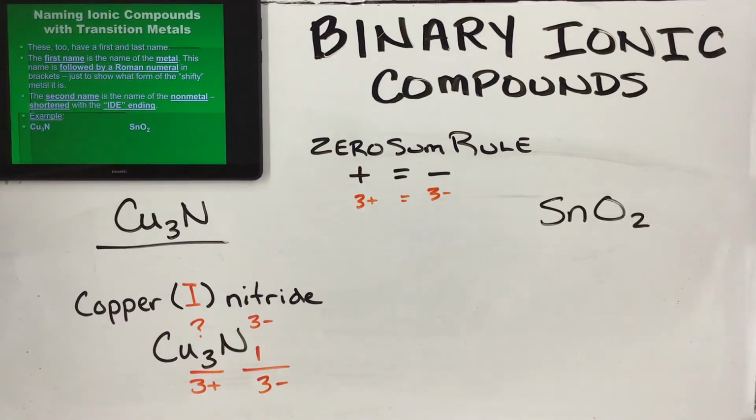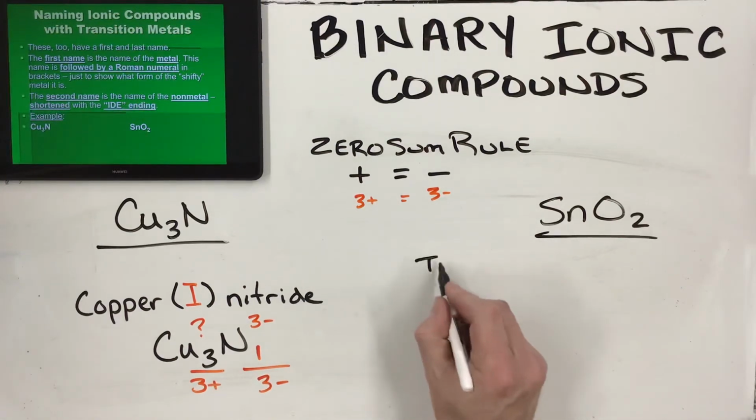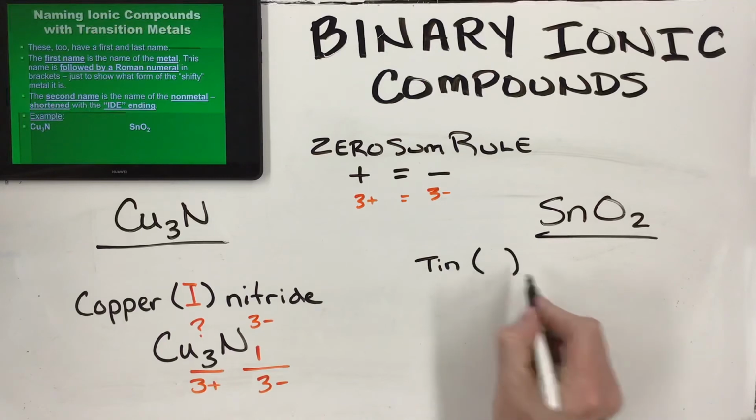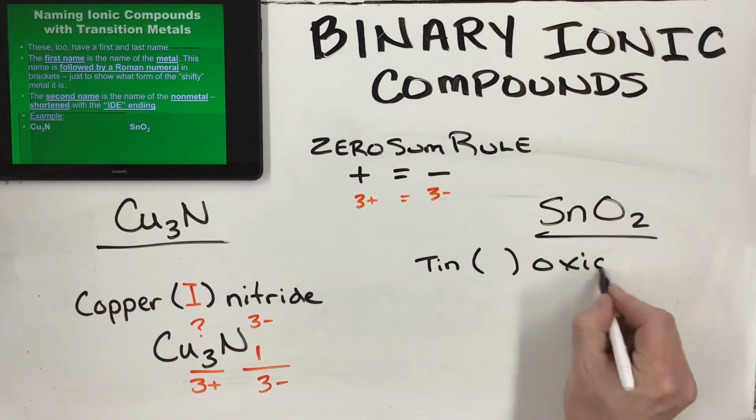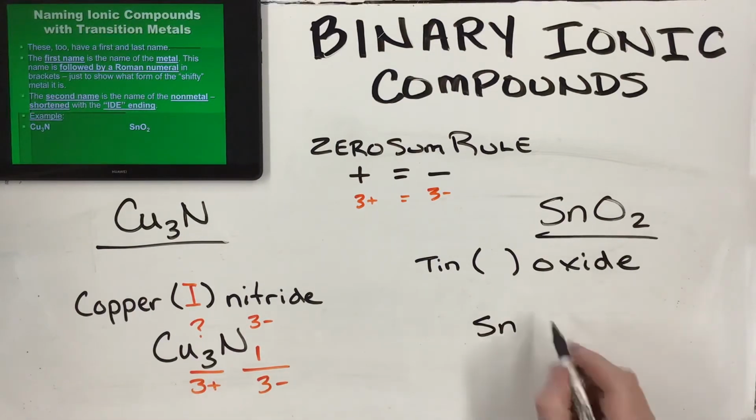Now, let's do the second one. The second one, I guess I'll do in blue. All right? Now, I see this. Give me the name of that. Well, I know it's going to be tin, something, and not oxygen, but oxide, right? That IDE ending. Now, I'm going to rewrite this here down below. This is like my scrap paper down here.